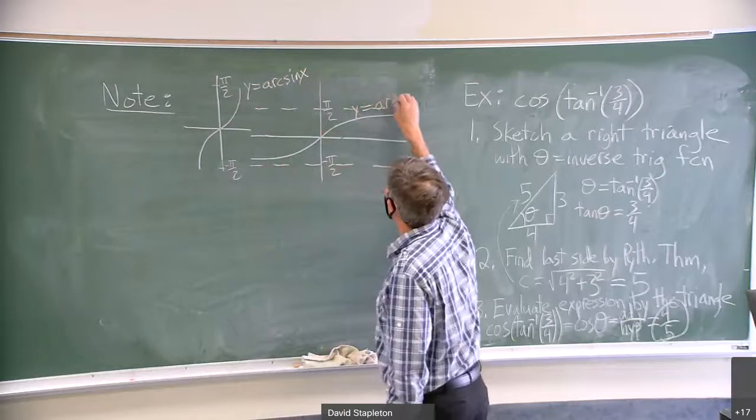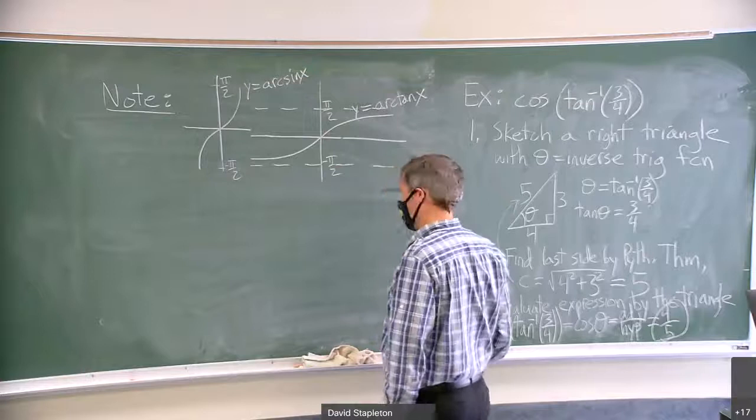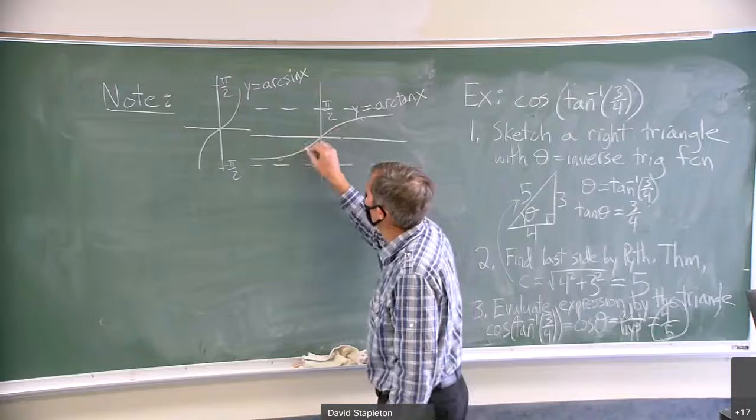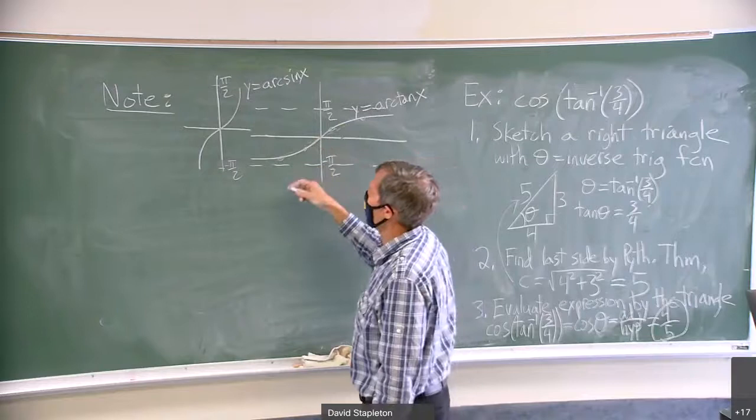Anybody online see the symmetry they have? Symmetry through the origin, right? This point corresponds to a point here, this one to a point here. It's symmetric to the origin. These are both odd functions. In fact, the inverse of any odd function is an odd function always.